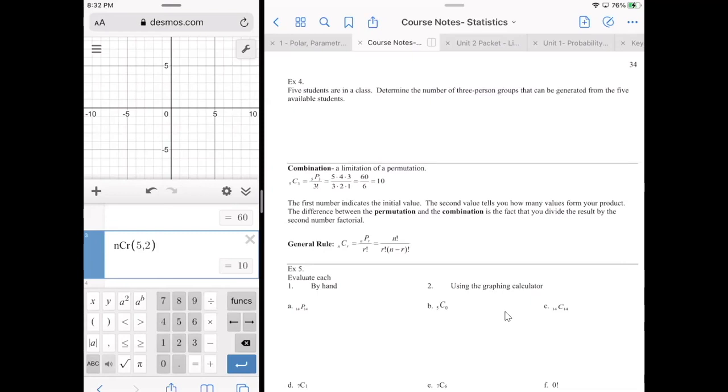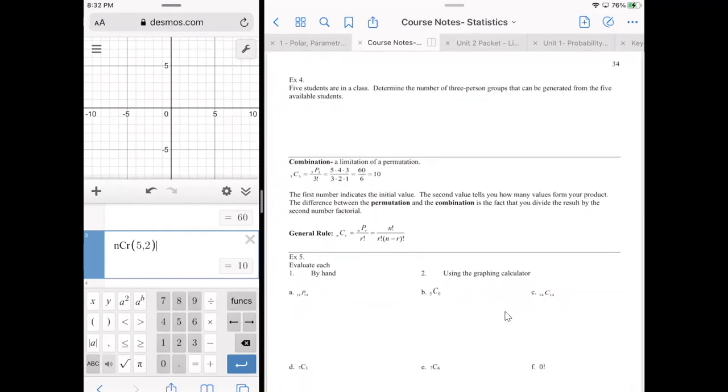5 students are in a class. Determine the number of 3-person groups that can be generated from 5 available students. Right. So we're looking at really the same idea, and you can see below we're formally getting into the concept of a combination, but it really is just boiling down to the same thing again. We're just taking the 5 people and creating groups. Right. Mental rep. Very good.